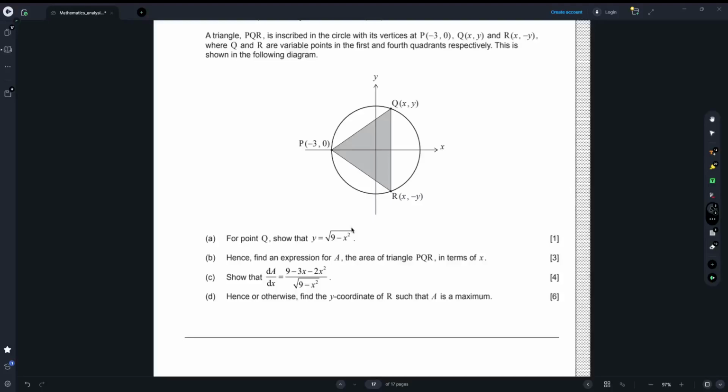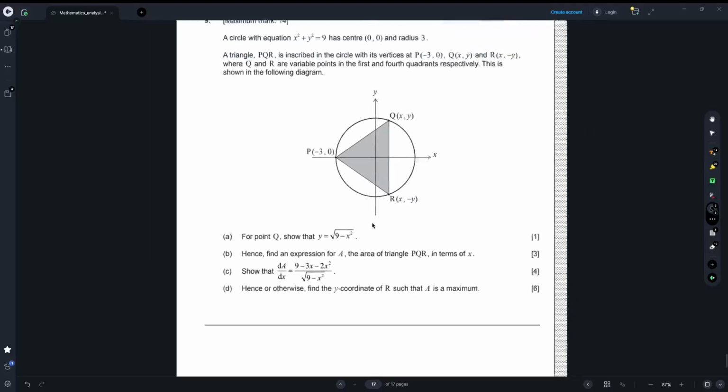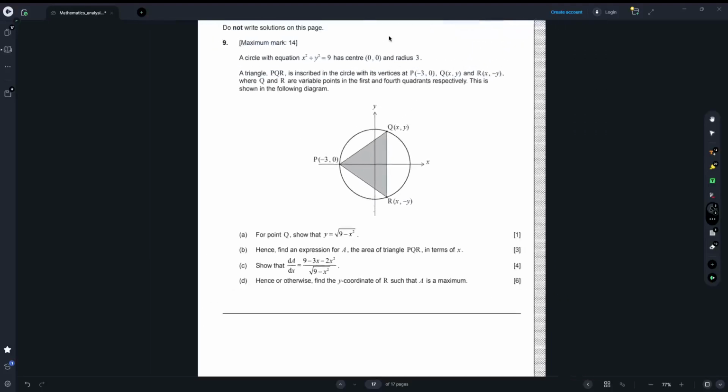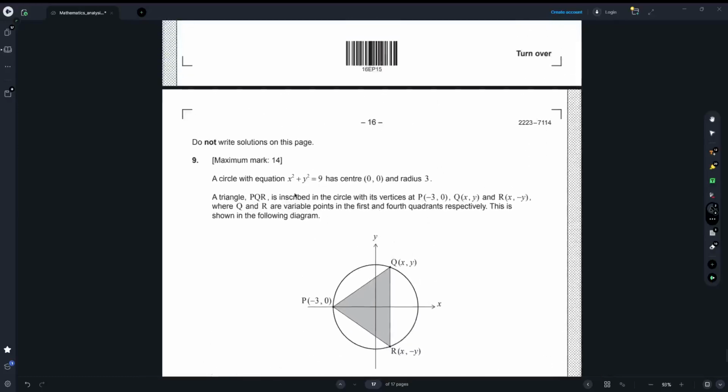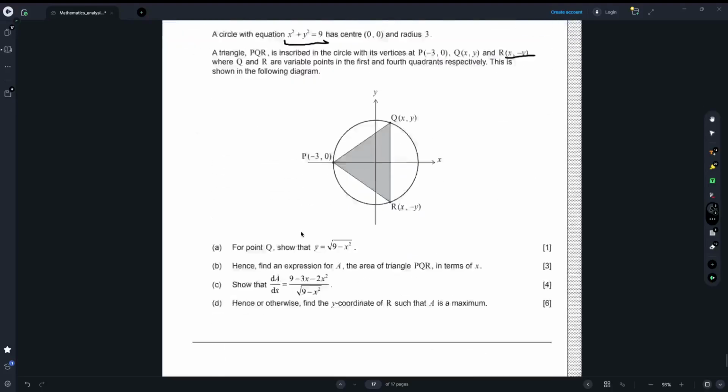Alright, so the final question here for paper 1 is this circle with an inscribed triangle. For point Q, show that y equals root 9 minus x squared. So let's go over this question real quick. It's a circle function, x squared plus y squared equals 9, with center 0, 0 and radius 3, and this triangle has its vertices at minus 3, 0, x, y, and x, minus y.